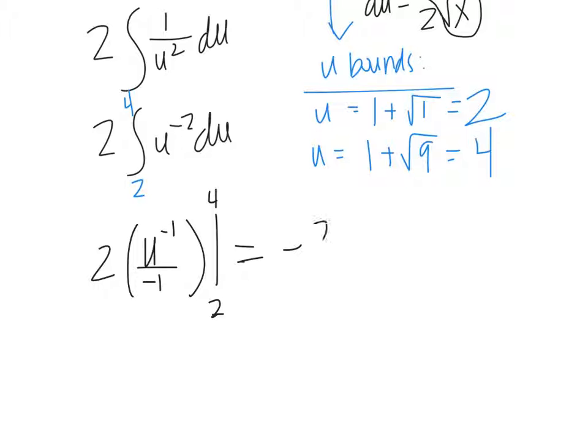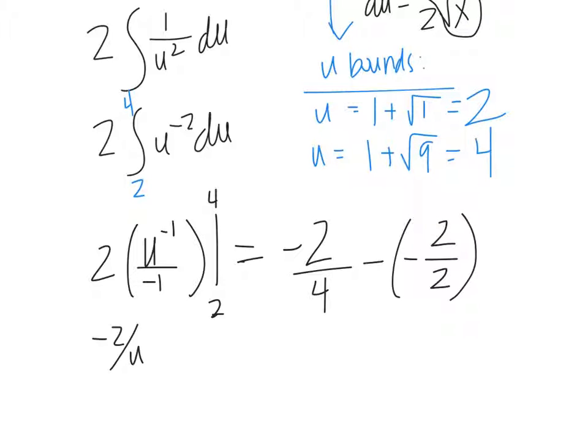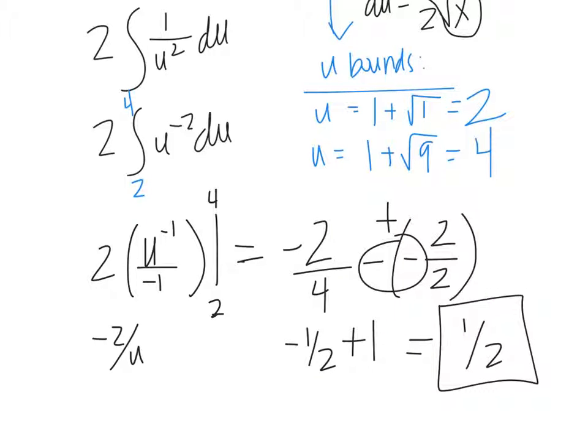So negative 2, this is the same thing as negative 2 over u, by the way. So I'm going to have negative 2 over 4 minus negative 2 over 2. So obviously that will turn to a plus. So I get negative half plus 1, and that equals 1/2. And that does work. That's correct.